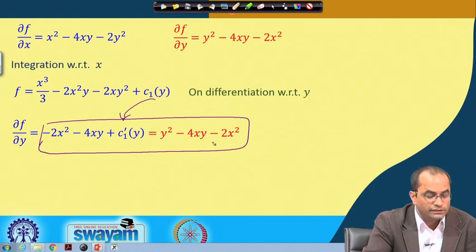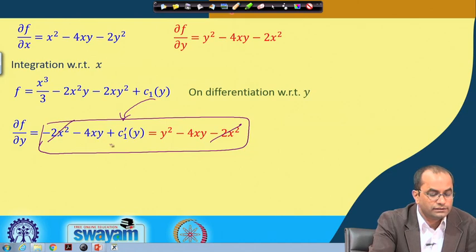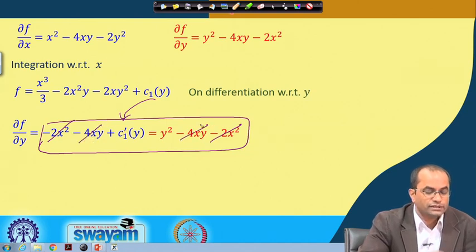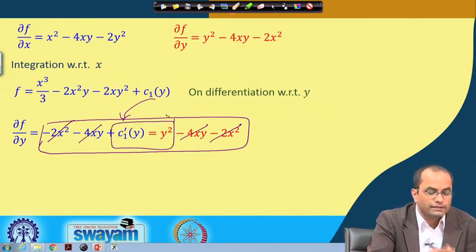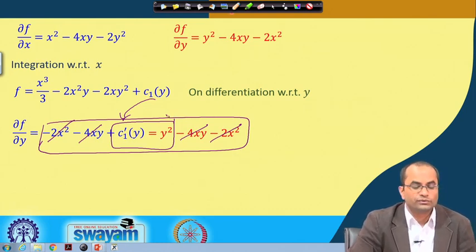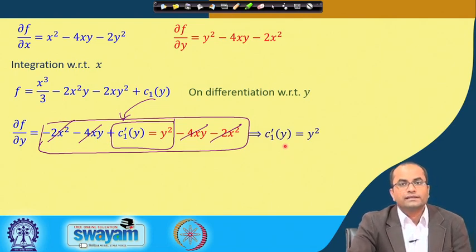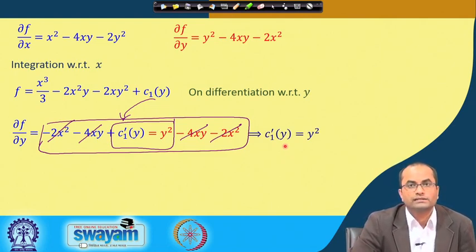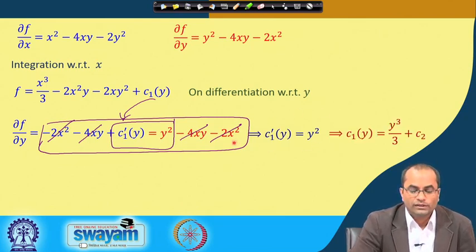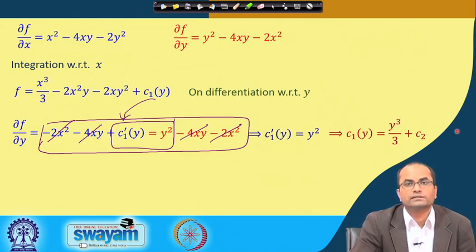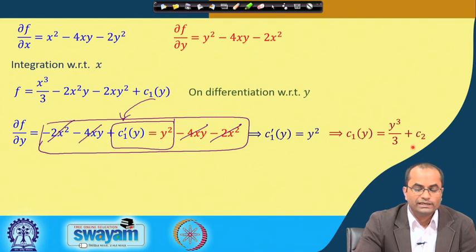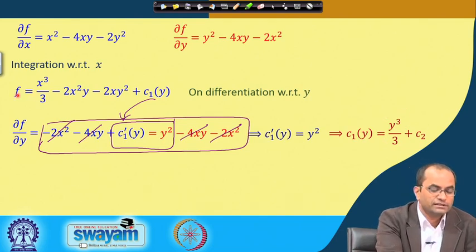So, what we see here is that minus 2 x square lies on both sides, and minus 4 x y is also there. So, what we get is that c 1 prime of y is equal to y square. So, we get this condition that the derivative of c 1 with respect to y is y square, and now we can integrate this one. So, we get c 1 of y is equal to y cube by 3 and a constant. So, once we get the c 1, we get basically this f.